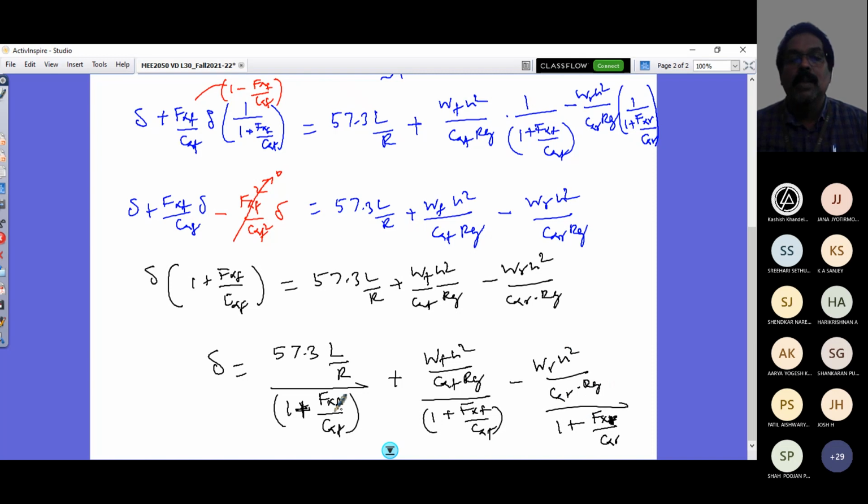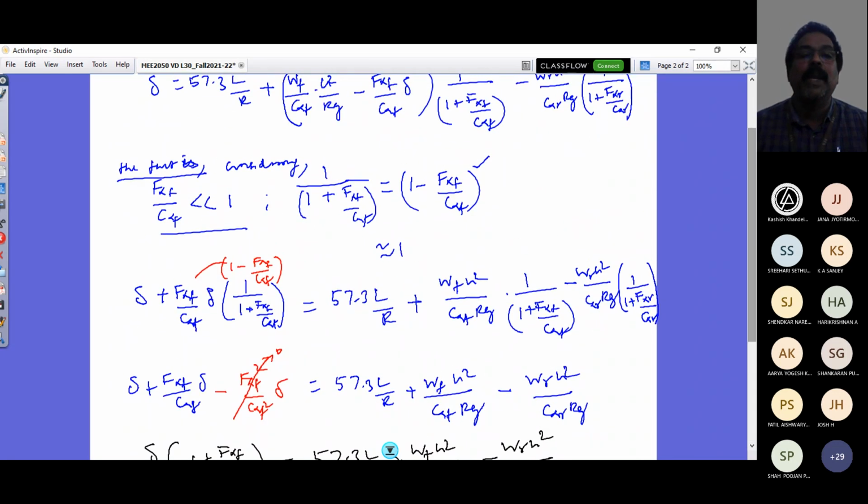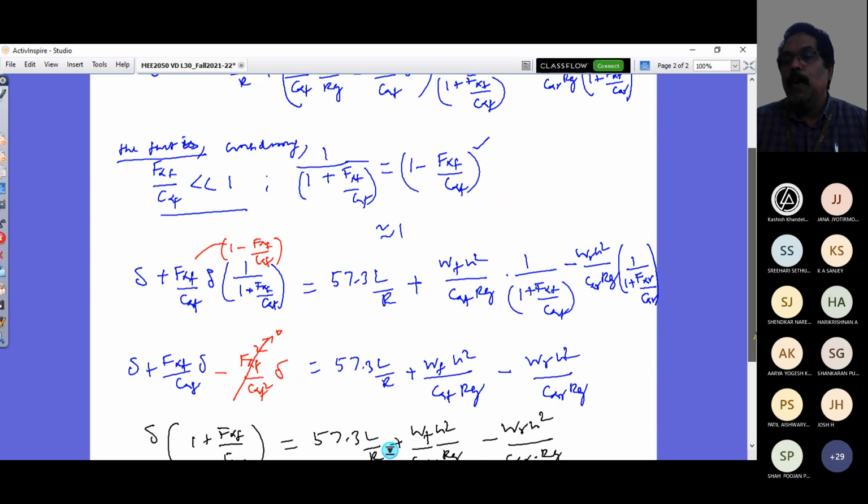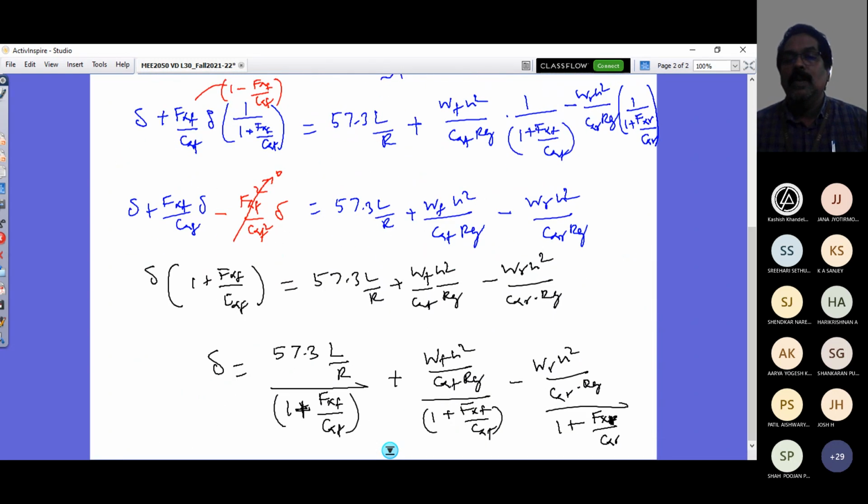See, anyhow, the quantity 1 plus Fxf by C alpha f or 1 plus Fxr by C alpha r can be treated as a smaller quantity when you have 1 by that in the denominator, right? So that's the assumption we made. Drive force by cornering stiffness is much, much smaller than 1. If you take it like that, you can consider either this one or this one, right?